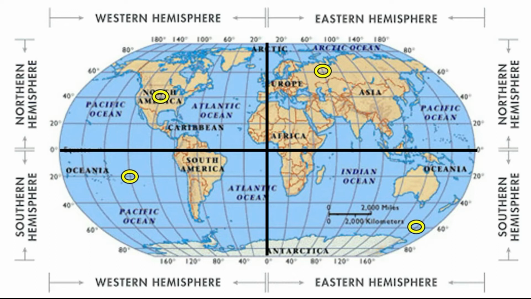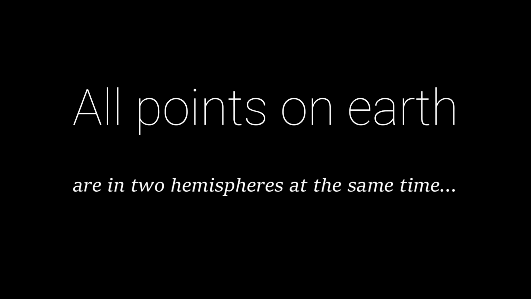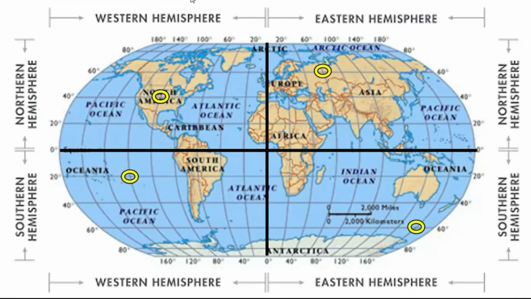Now, if you look a little bit closer at this map, maybe you'll notice that any point on the Earth is in two hemispheres at the same time. Either the northern or the southern hemispheres, and also in either the eastern or the western hemispheres.